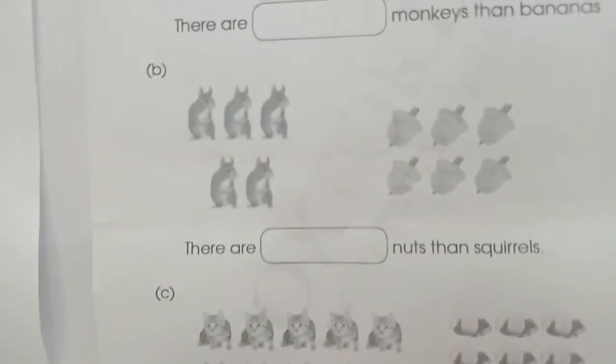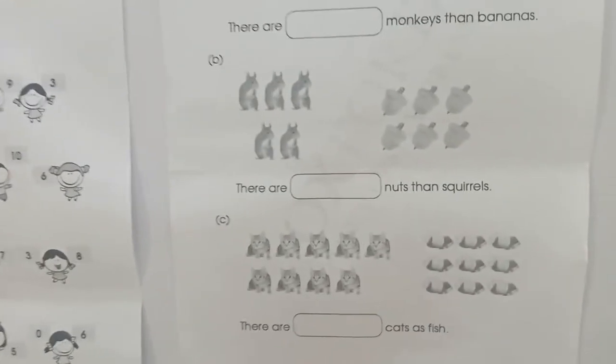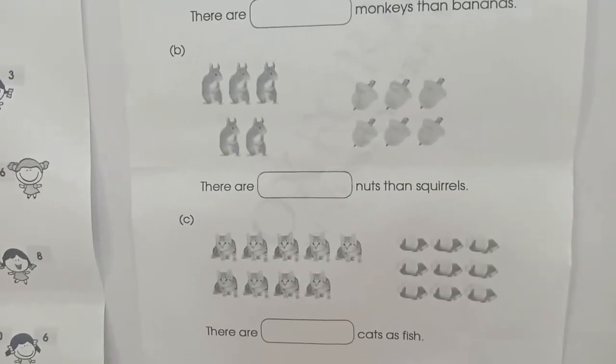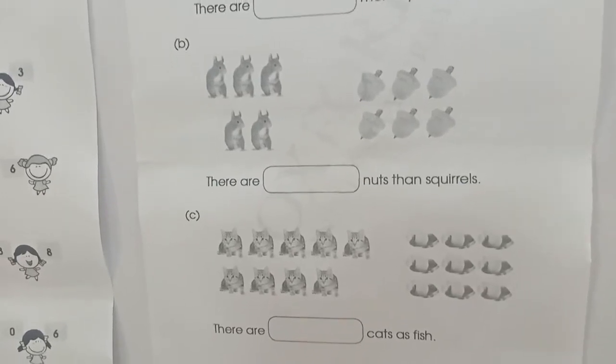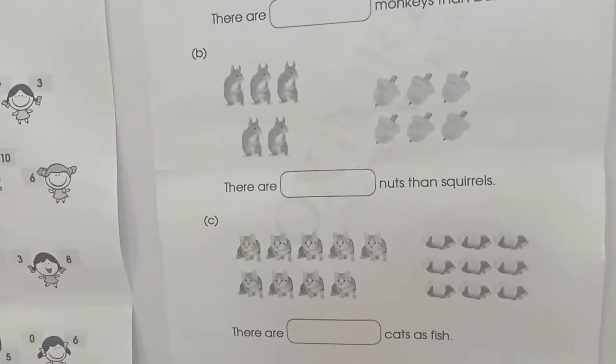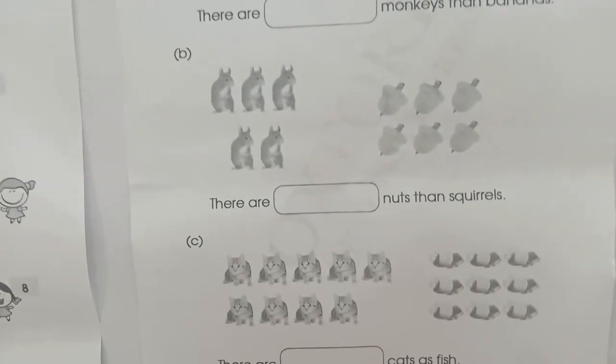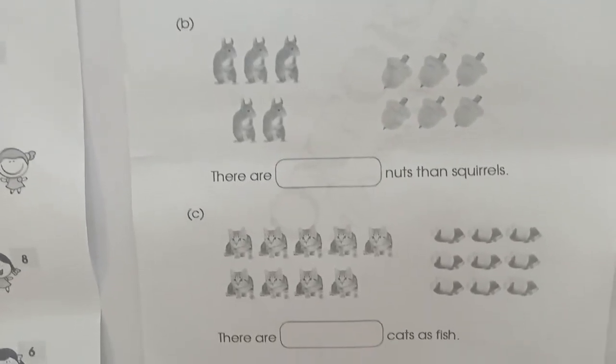Now come to the second question. Firstly, you count how many squares there are. 1, 2, 3, 4, 5. 5 squares. And how many nuts? Count them. 1, 2, 3, 4, 5, 6. 5 squares and 6 nuts. So there are more nuts than squares.